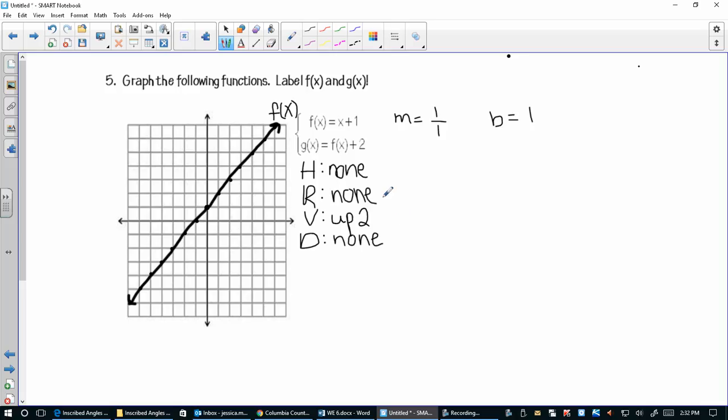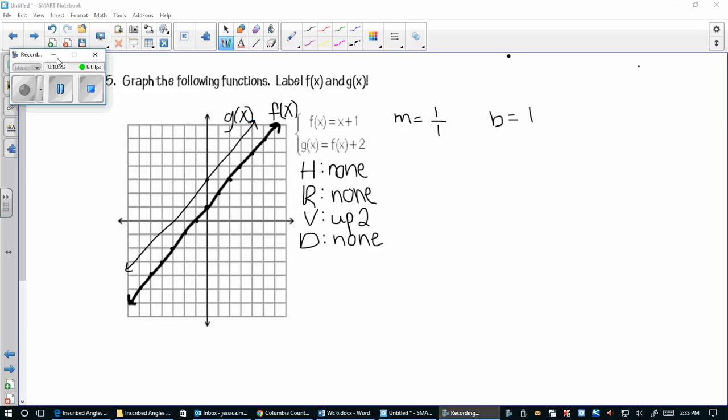So to do this transformation, I am going to start at my y-intercept. There's no horizontal shift, no reflection, so I'm going to move the point up 2, and then that's it. So from that point, I'm just going to sketch the same line. The only difference is that it moved up 2. And then again, don't forget to label that as g of x. And that's it.